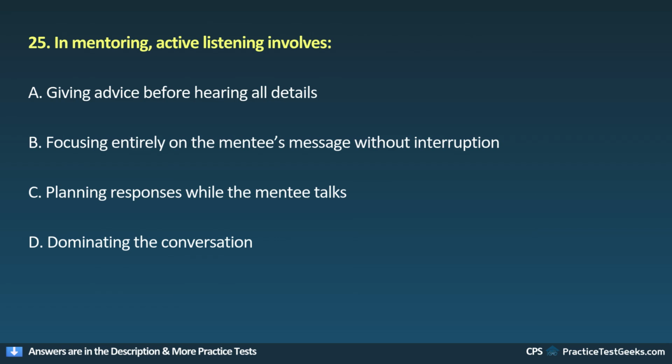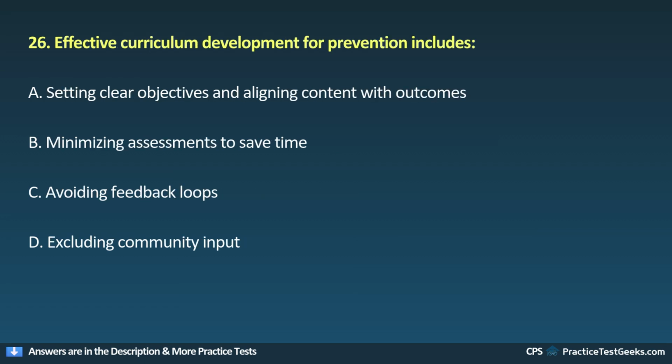25. In mentoring, active listening involves A. Giving advice before hearing all details. B. Focusing entirely on the mentee's message without interruption. C. Planning responses while the mentee talks. D. Dominating the conversation.